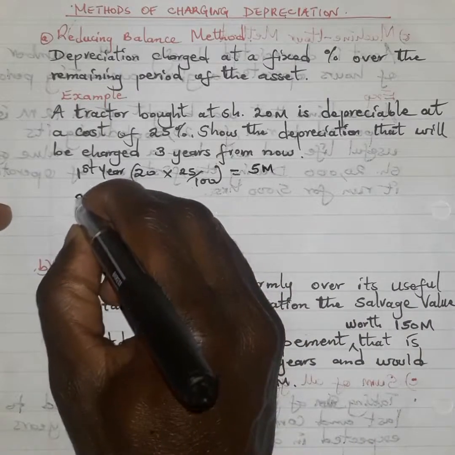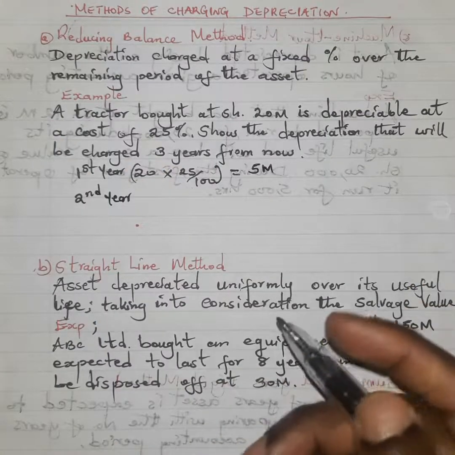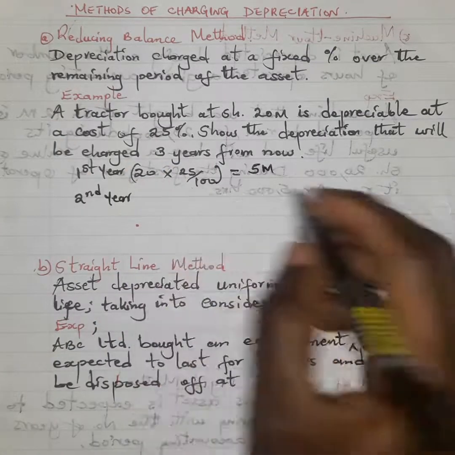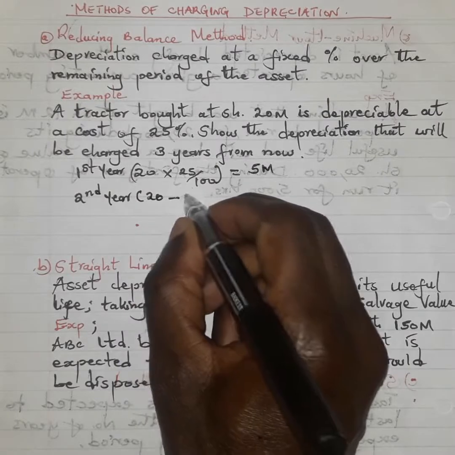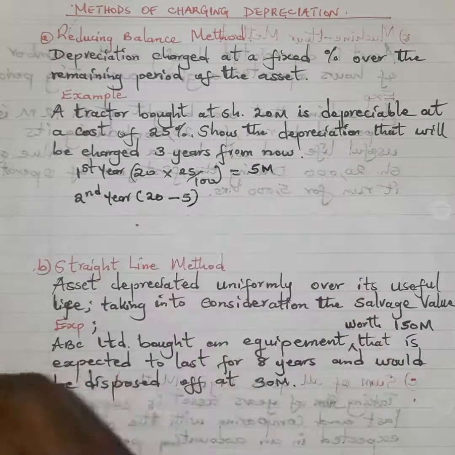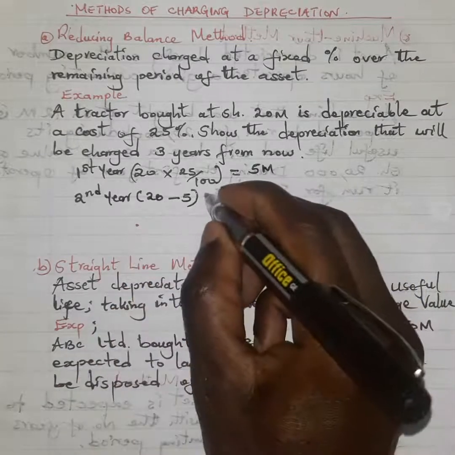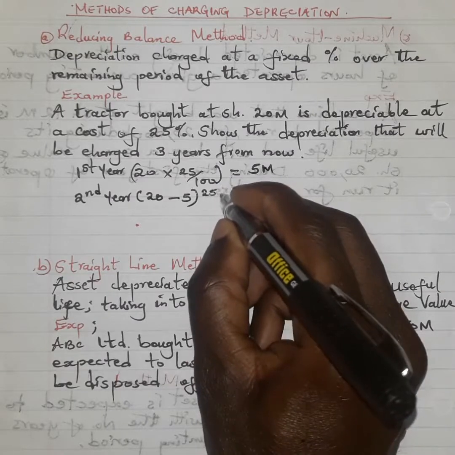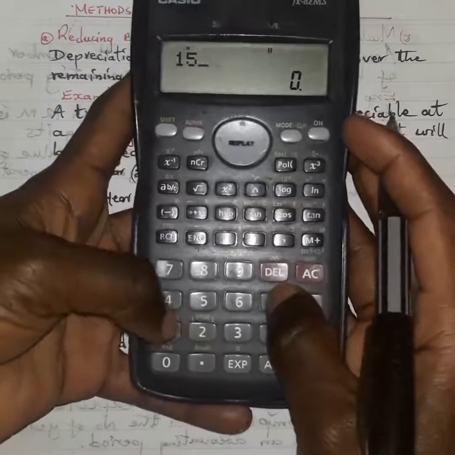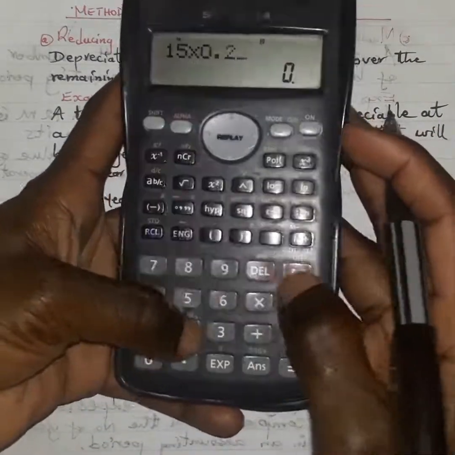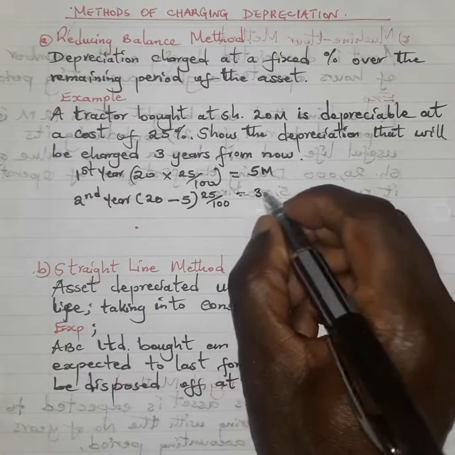If we go to the second year, the depreciation is going to be on the amount which is 20 million minus what has already been lost, which is 5 million. It means the net book value remaining at year 2 is 15. We charge it at the same percentage, 25%. So if you have 15 times 25%, we have a value of 3.75.